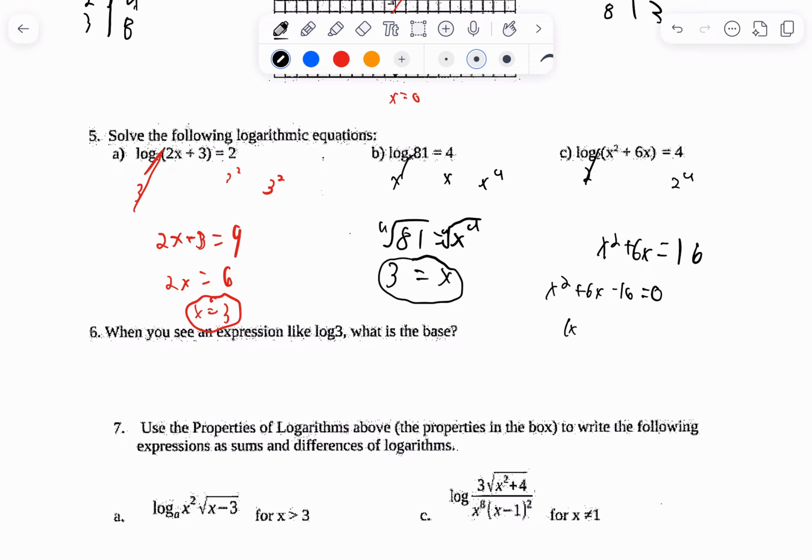And then what adds to 6 and multiplies to negative 16? 8 and negative 2. So x plus 8, x minus 2. And then you get x equals negative 8, because remember, when we put the x equals, it's always the opposite symbol. And x equals positive 2. And those are your 2 answers. You can check it by just plugging it back in for x: replace the x with negative 8, and then for x equals 2, you can plug in 2.